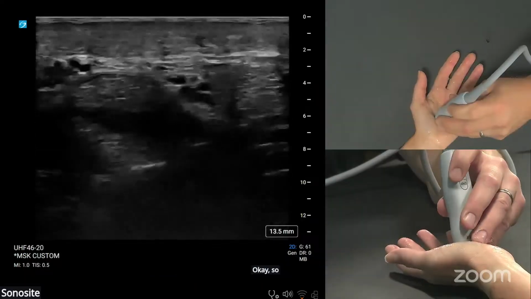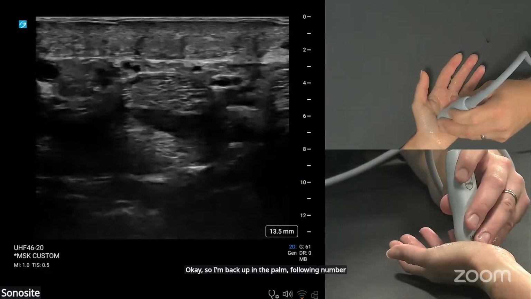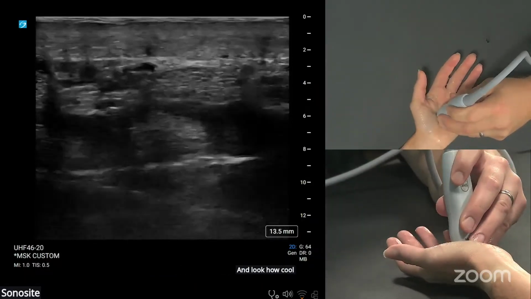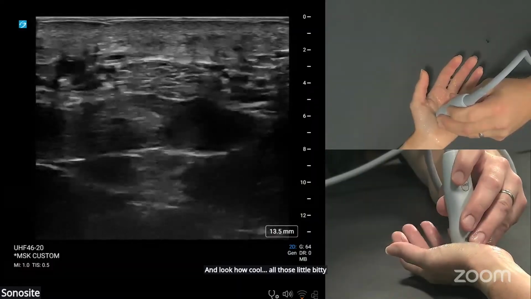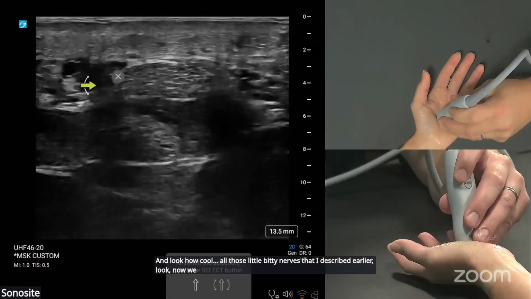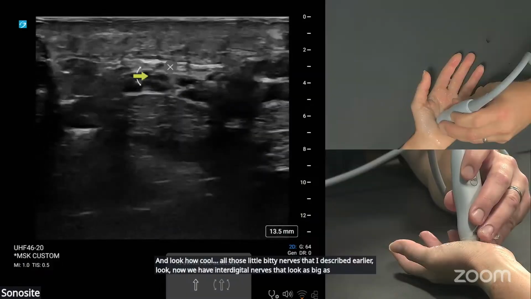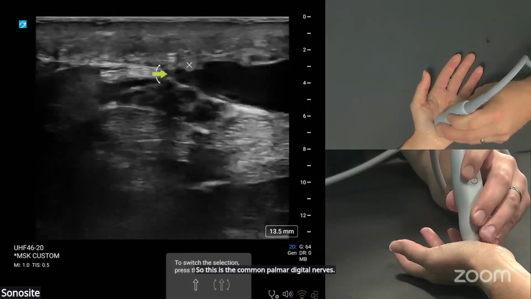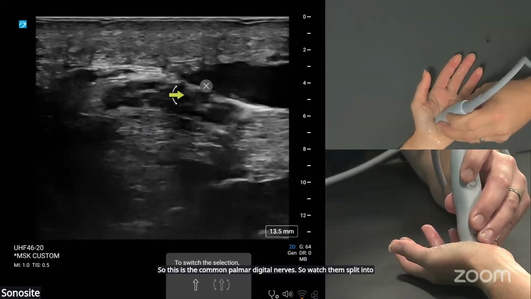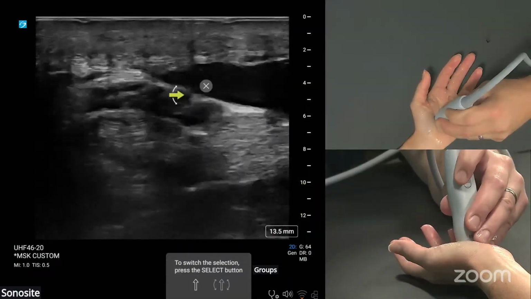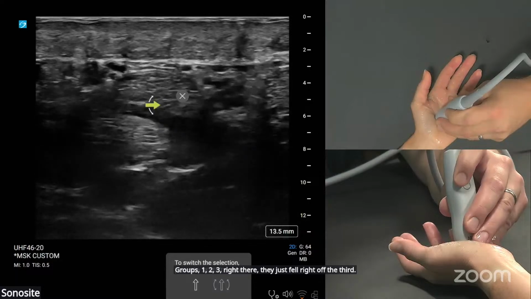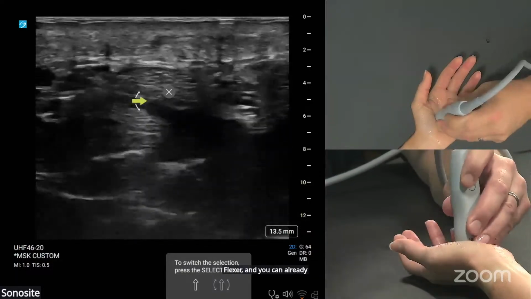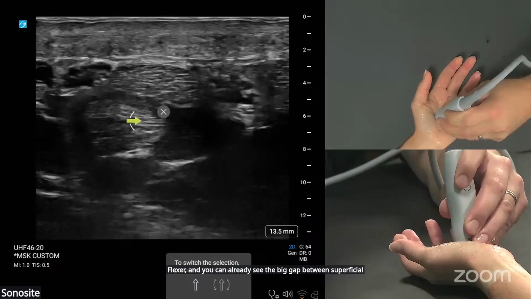Okay, so I'm back up in the palm following number 3. And look how cool all those little bitty nerves that I described earlier look. Now we have interdigital nerves that look as big as the median nerve did on the other probe. So these are the common palmar digital nerves. Watch them split into 3 groups. 1, 2, 3. Right there, they just fell right off the 3rd flexor. And you can already see the big gap between superficialis and profundus here.